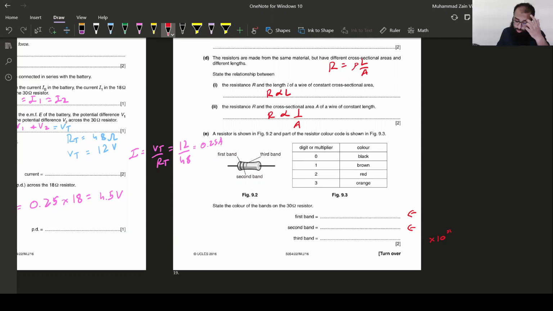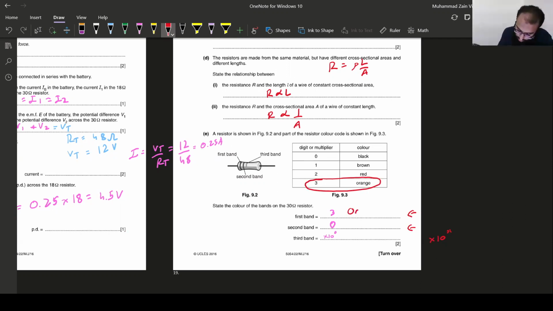So the first band is supposed to give me 3. The second band is supposed to give me 0. And the third band is supposed to give me 10 to the power 0, because I just need a resistance of 30 ohms. So now I look at what values would be suitable for this. The number suitable for 3 is orange.